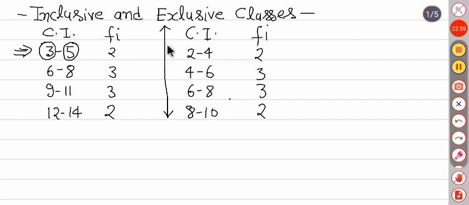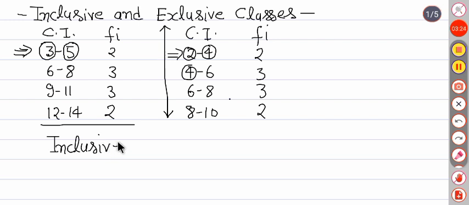On the other hand, in this data distribution, 4 is the upper limit and it is not included in this class, it is in the next class. So this type of classes are called inclusive classes. And here exclusive, because the upper limit is excluded.